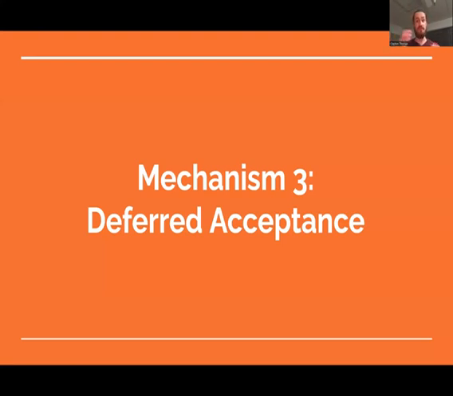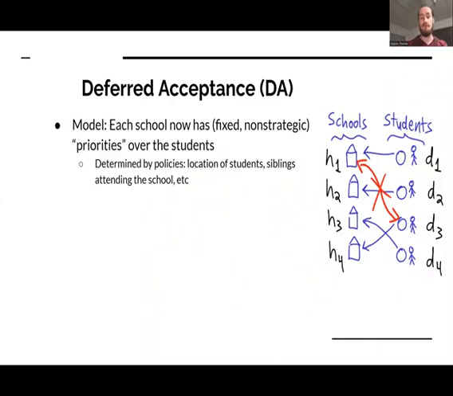Let's move on to actually the most important mechanism of the talk and of the paper, deferred acceptance. So now in the model, each school has non-strategic priorities over the students. Mathematically, these are going to be identical, just symmetric with the preferences of the students, but we think of them differently. We think of them as fixed and non-strategic, say determined by policies like the address of the student, etc.